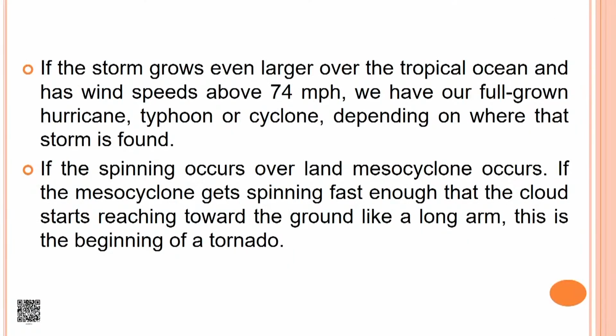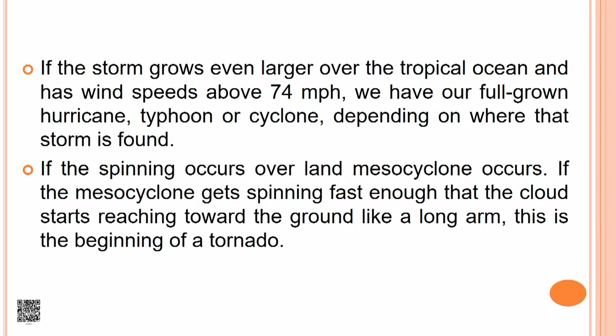If it starts spinning even faster and has wind speeds between 40 to 70 miles per hour, we have a tropical storm. If the storm grows even larger over the tropical ocean and has wind speed above 74 miles per hour, we have our full grown hurricane, typhoon or cyclone, depending on where the storm is found. If the spinning occurs over land, a mesocyclone occurs.